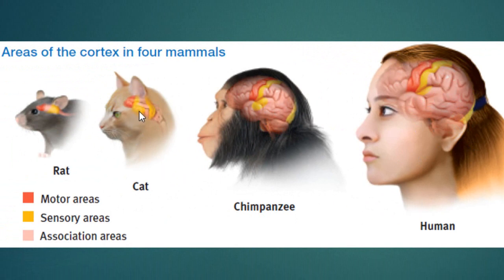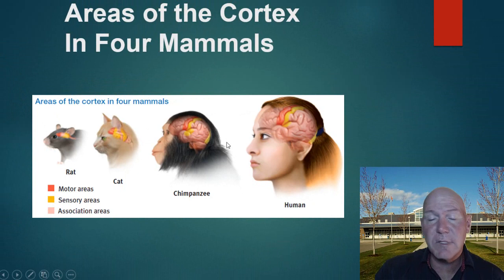Look at the cat; it's mostly sensory cortex. It's probably why your cat, you pet it, it feels good, and then it just says, "I've had enough," and it scratches you and leaves. They're very sensitive animals. Sensory cortex, so much of it.